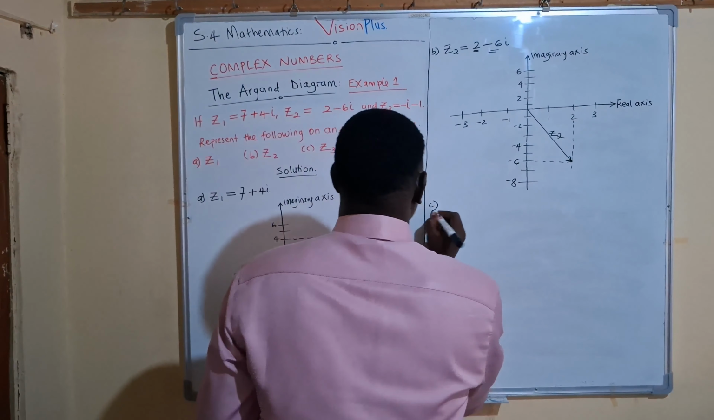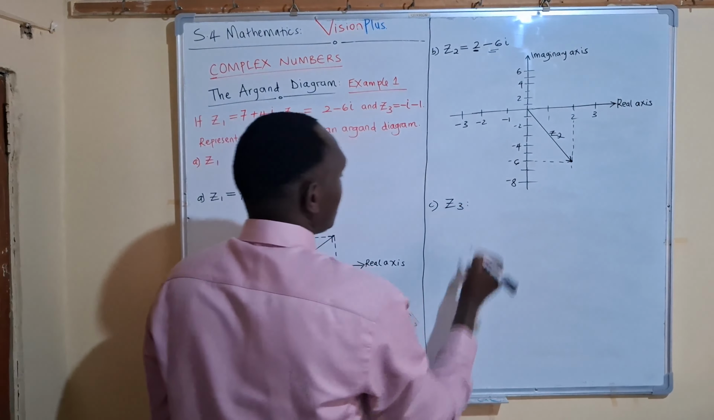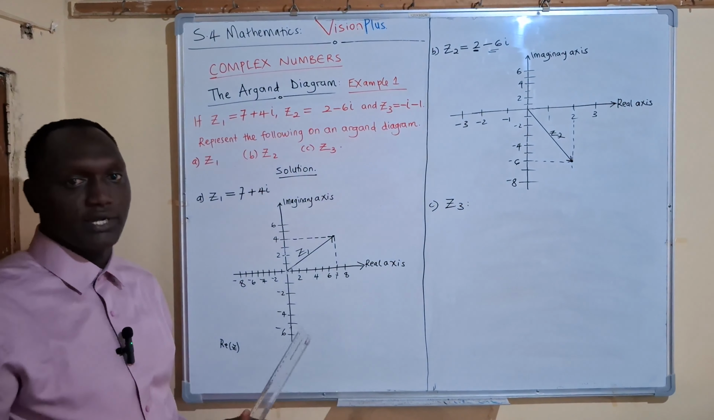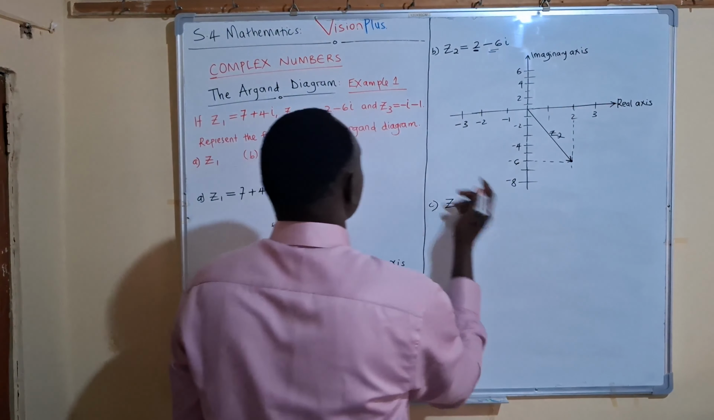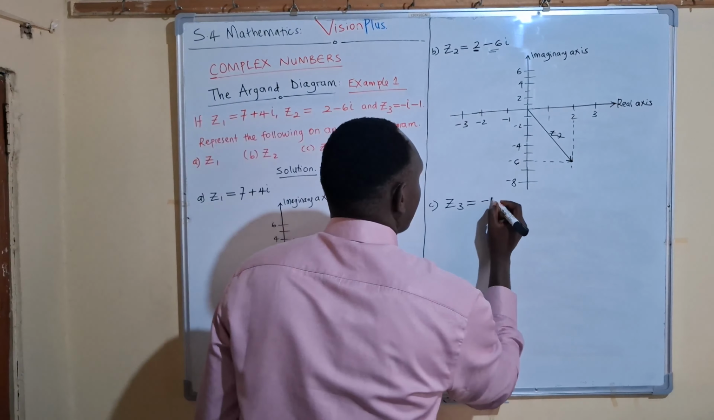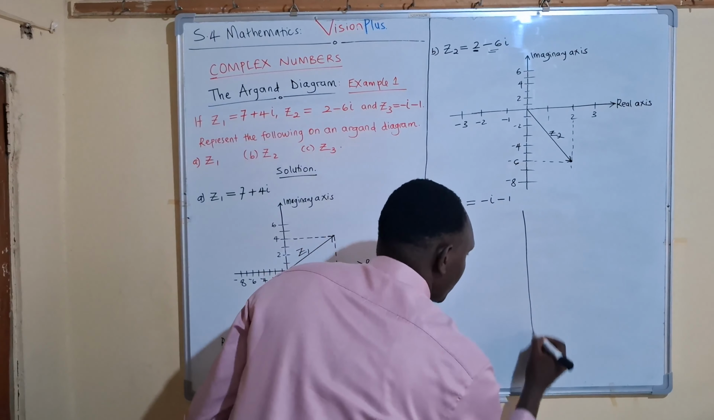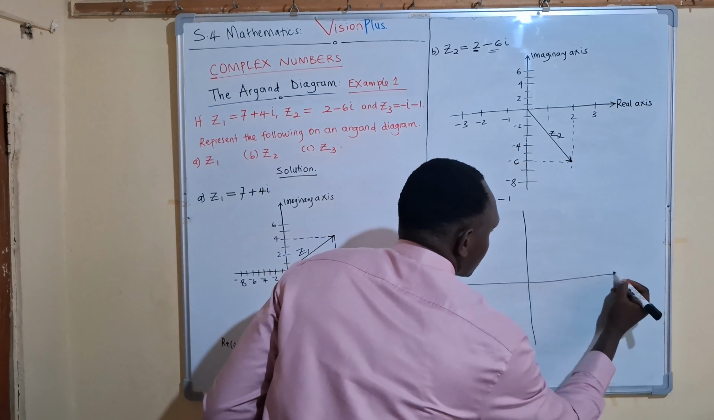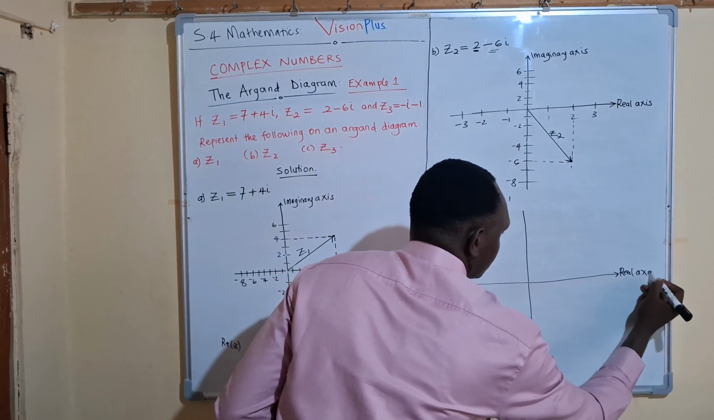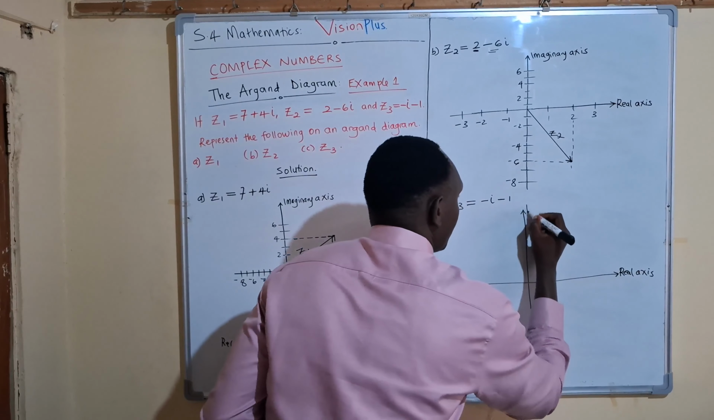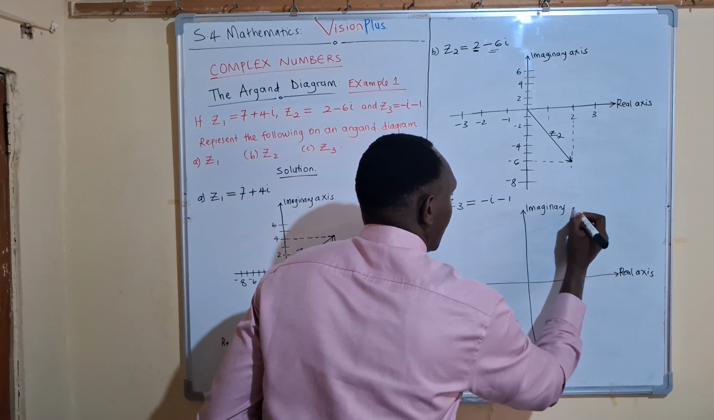Finally, going to part C. Part C is telling us to find Z3. Please pause the video and try it out. Now Z3, first go back and check. What is Z3? Z3 is negative i minus 1. So what is the first step? Start by drawing your complex plane. Say this is my real axis, and then this is my imaginary axis.